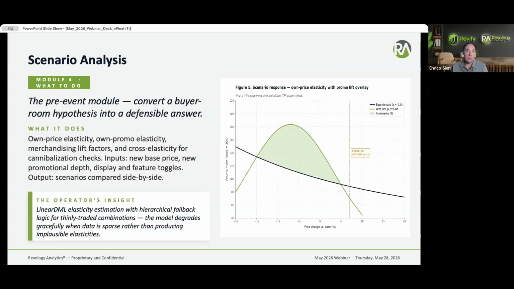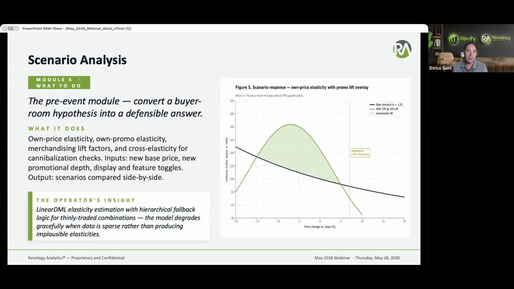Module 4 is the scenario analysis. So this is the pre-event module. This is where you turn a buyer room hypothesis into an answer that you can defend. And the way you can defend it is if you have data and you've proven it, and typically that comes with elasticity modeling. So you can own your promo elasticity, your merchandising lift factors, and your cross elasticity for the cannibalization that you expect to have.